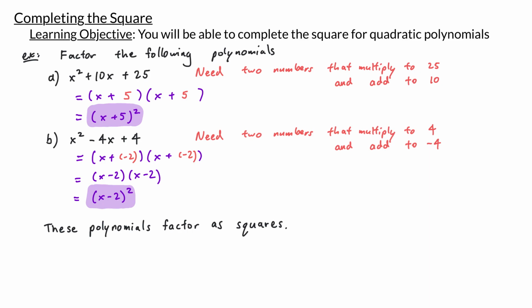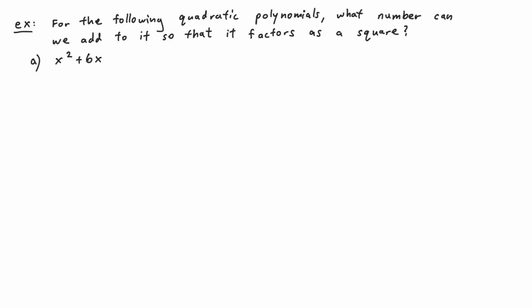When we're talking about completing the square, we're essentially working with quadratic polynomials. We're going to try to figure out a number that we can add to the quadratic so that it can factor as a square. Let's take a look at some examples. In the examples that we're going to be working with here, we'll be given a quadratic polynomial, and what we need to do is figure out a number that we can add to the polynomial so that it factors as a square. In our first example here, we have x squared plus 6x.